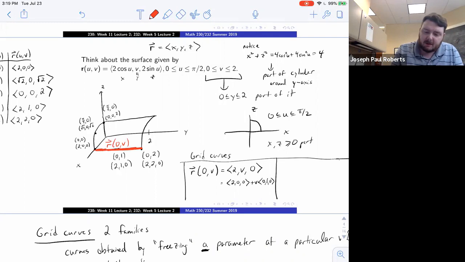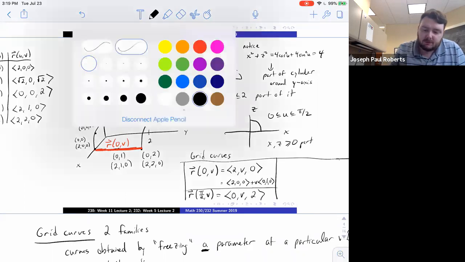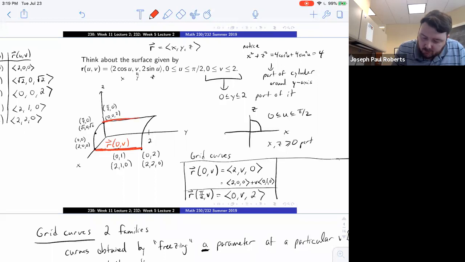And I could do the same thing. I could say, instead, let's freeze U at pi over 2. So in that case, I get, well, 0, v, 2 if I substitute into the equation. So that gives me this red curve here, R of pi over 2, comma, v. And I guess here in the middle, that's what I would get if I did R of pi over 4, comma, v.